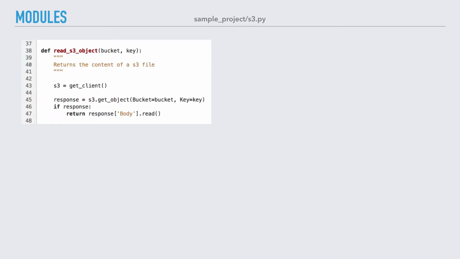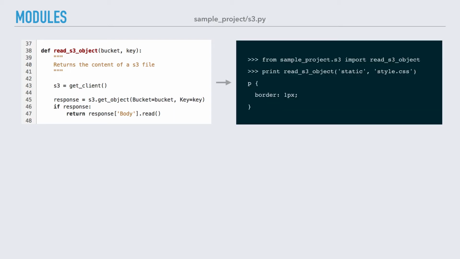read_s3_object has 2 required arguments, one for bucket name and one for object key. Within the function, I'm going to call get_client, then I'm going to make a request to Amazon's get_object endpoint utilizing that client. We'll check the response, then return the read value of the response's Body key. To use it, import the function, then print out the results. Here I see the contents of my style.css file that's within the static bucket does something with HTML styles.